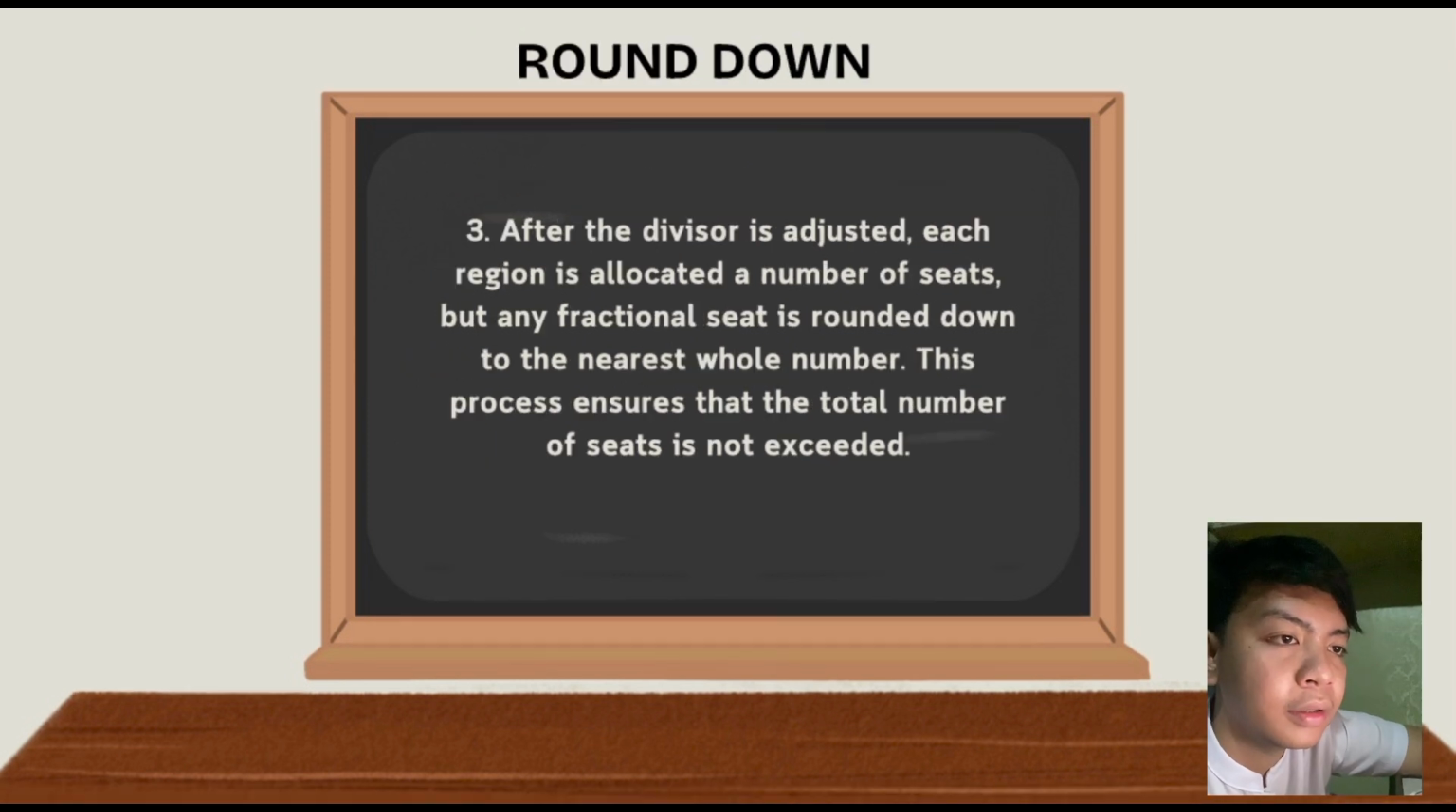Step 3. Round down. After the divisor is adjusted, each region is allocated a number of seats, but any fractional seat is rounded down to the nearest whole number. This process ensures that the total number of seats is not exceeded.